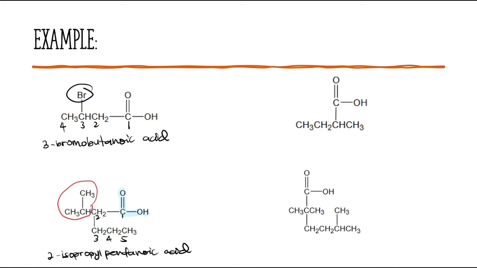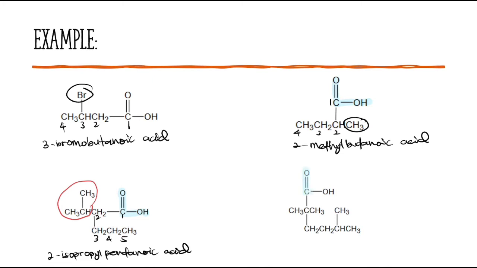For this structure, the carbon of the carboxyl group is numbered as 1. Therefore, the longest continuous carbon chain for this structure is 4, and there is a substituent at carbon number 3. And the name for this compound is 2-methylbutanoic acid.